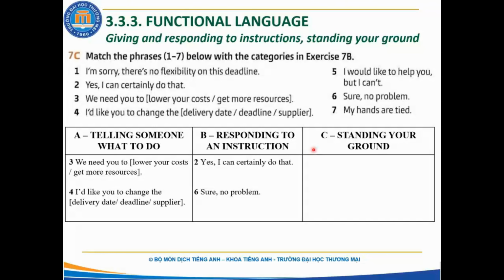And with C, standing your ground. So we can say, I'm sorry, there's no flexibility on this deadline. Tôi xin lỗi, tôi không thể nào linh hoạt trong cái thời hạn này được. Number 5, I would like to help you but I can't. And number 7, my hands are tied.